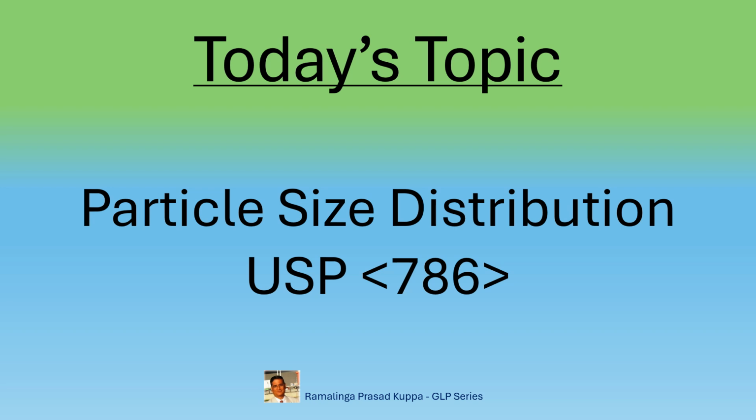Today's topic is particle size distribution as per USP 786 chapter. Particle size distribution, which is also called sieve analysis, is used to classify powders or granules based on their sizes. Let us understand the detailed prescription of pharmacopoeia.